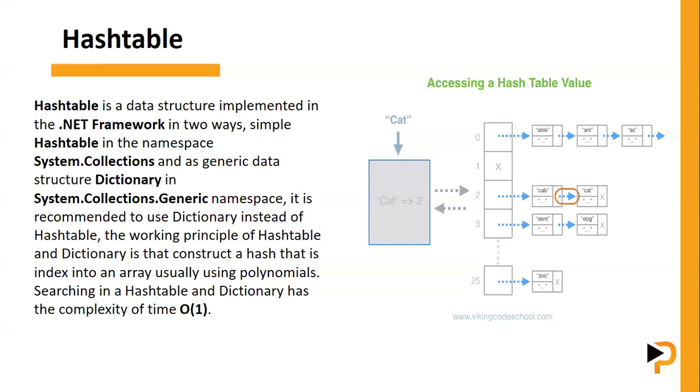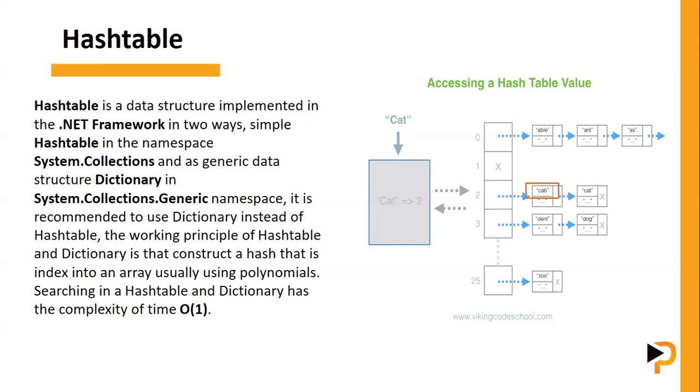The working principle of a hash table and dictionary is to construct a hash that is indexed to an array, usually using polynomials, and searching in a hash table and dictionary has a time complexity of O(1).